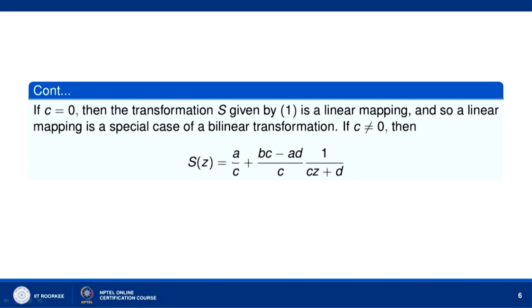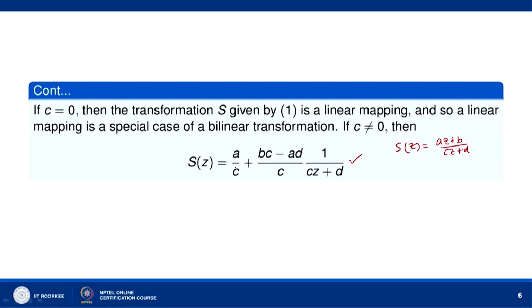Furthermore, let us notice that if c is not equal to 0, then S(z) equal to (az plus b) divided by (cz plus d) can also be expressed in this form: a by c plus (bc minus ad) divided by c, into 1 over (cz plus d). Here you can also see that if ad minus bc is equal to 0, then S(z) equals a by c, so S(z) becomes a constant. So, we need to put the condition on a, b, c, d that ad minus bc must be non-zero.